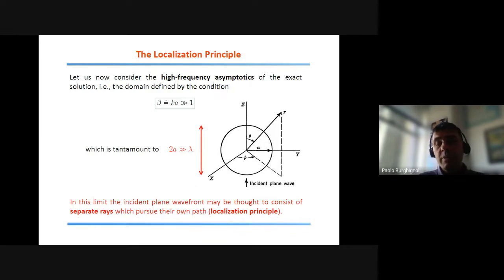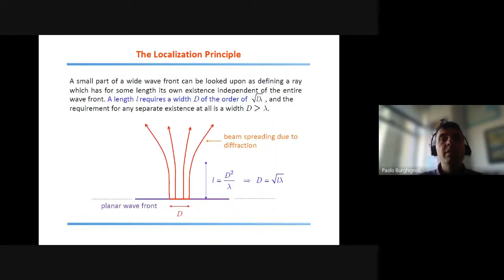Of course, this is an approximation, as always in the case of ray optics. Consider, for example, an entire planar wavefront, as here reported in purple. If you consider a small portion of this wide wavefront, this may be thought to define a ray tube, that is a bunch of rays, and this ray tube, for some length during the propagation of the wavefront, can be described as if it had its own existence, that is, as if it propagated independently of the entire wavefront, at least until the rays that make the ray tube start to diverge.